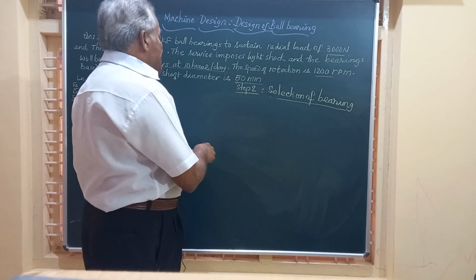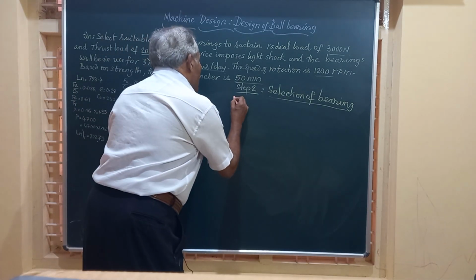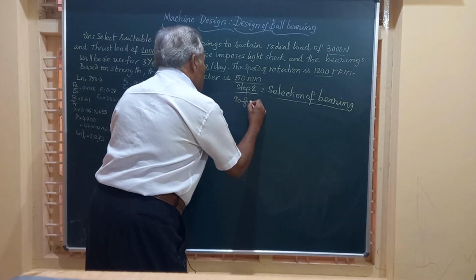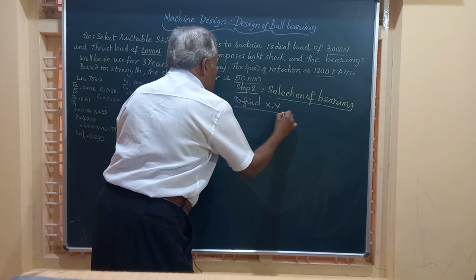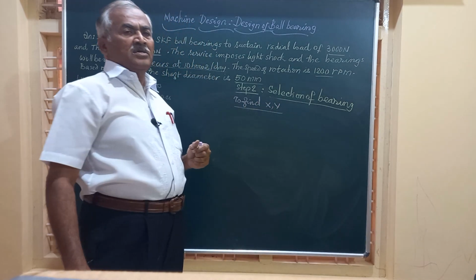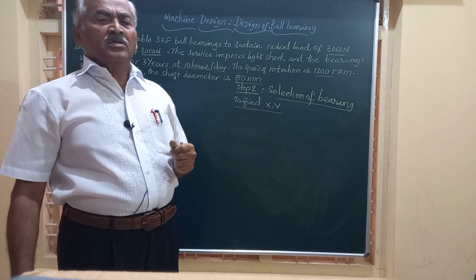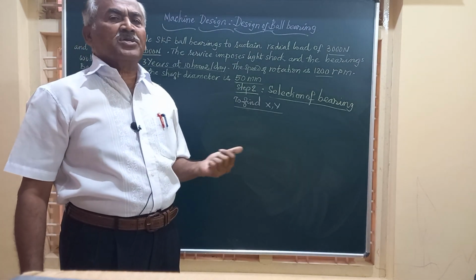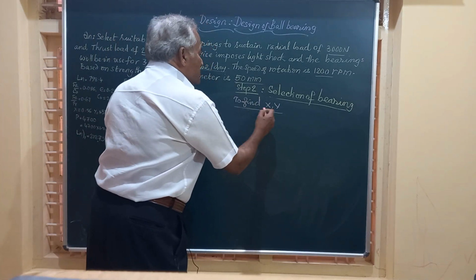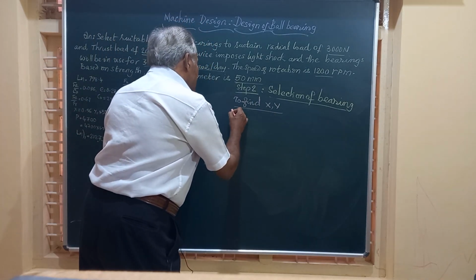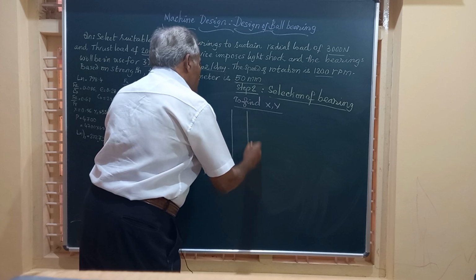So I will say in the same step to find x comma y. These are the constants. Friends, these terms x and y in the equation of P stand for the values, and there is a table given like this in the machine design data handbook.